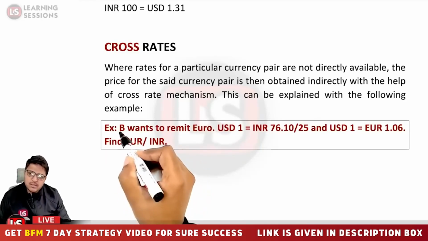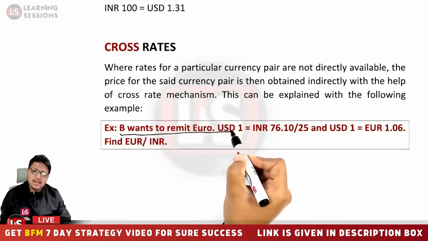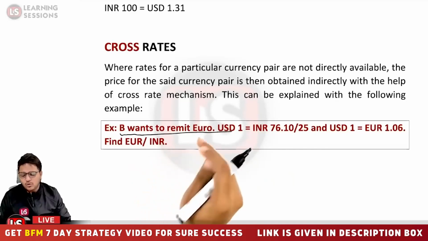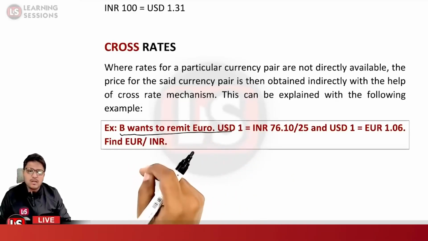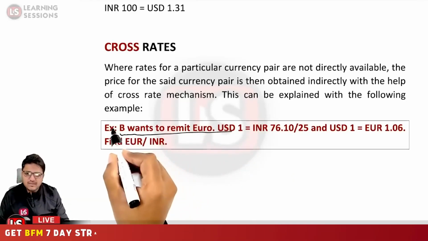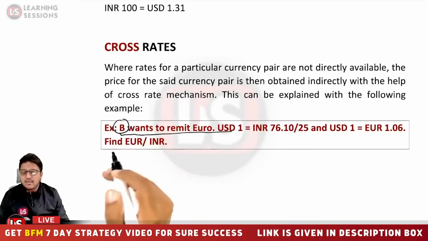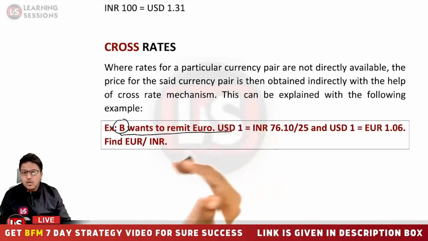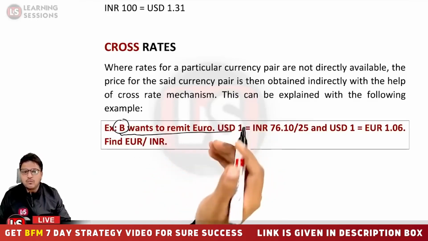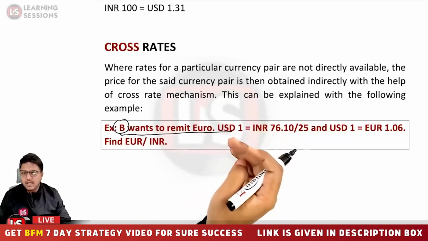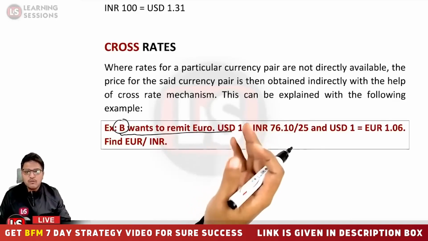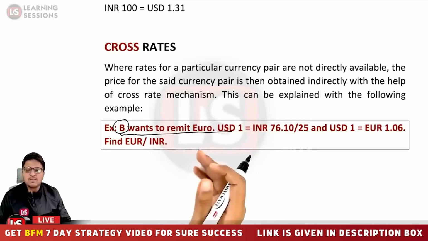Now the question is somewhat complex over here, as it says B wants to remit euro. It is not mentioned whether B is a bank or something, so it is simply said that B wants to remit euro. B is an individual over here who wants to remit euro. When you have to remit euro, you must be purchasing the euro.